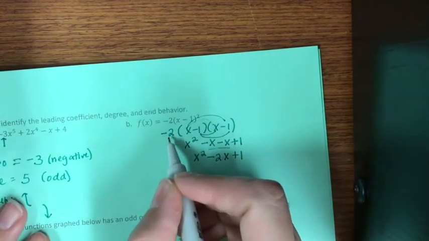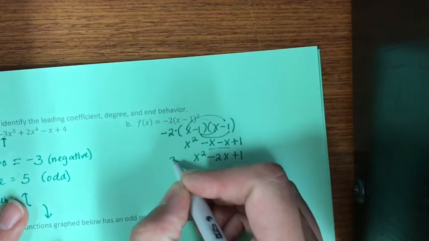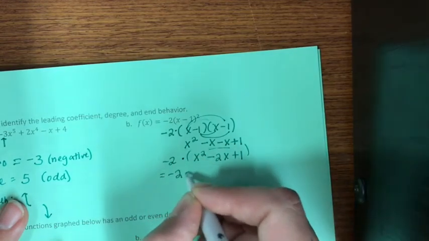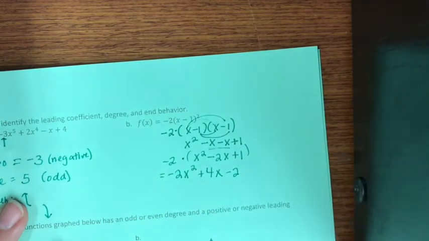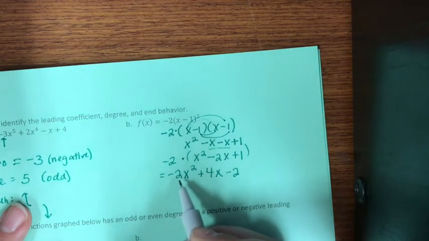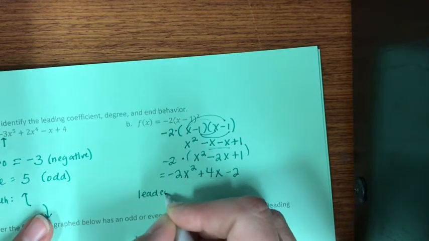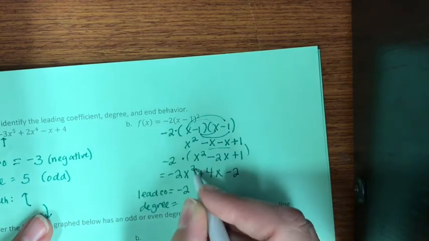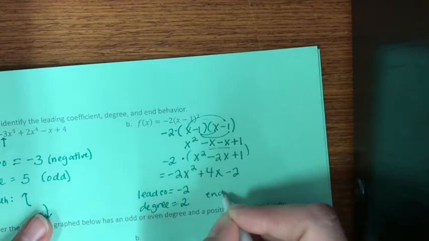When I combine my like terms here, I get x squared minus 2x plus 1. But I did not include the -2 that was multiplying on the outside, so I also should multiply this all by -2. So that makes -2x squared plus 4x minus 2. And now I can see clearly my leading coefficient, which is -2. And my degree, which is 2.